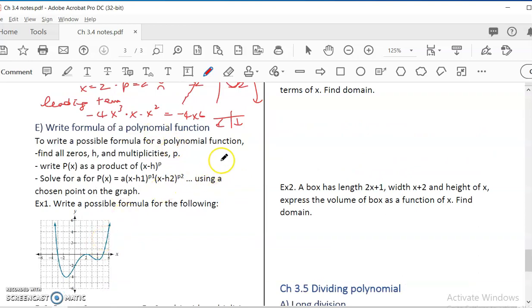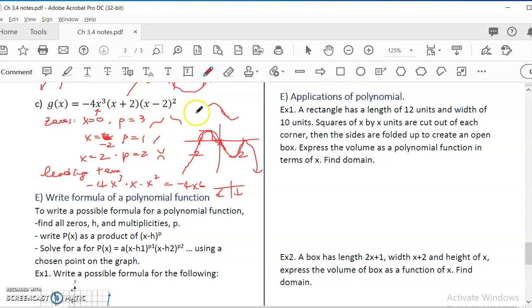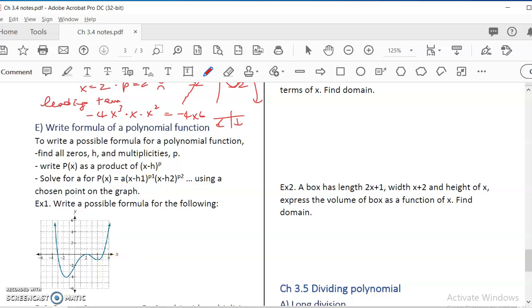So I am going to stop here, and in the next video we're going to talk about how to write the formula of a polynomial function the other way around. In this section we look at the formula and sketch it. Next we're going to find the formula.